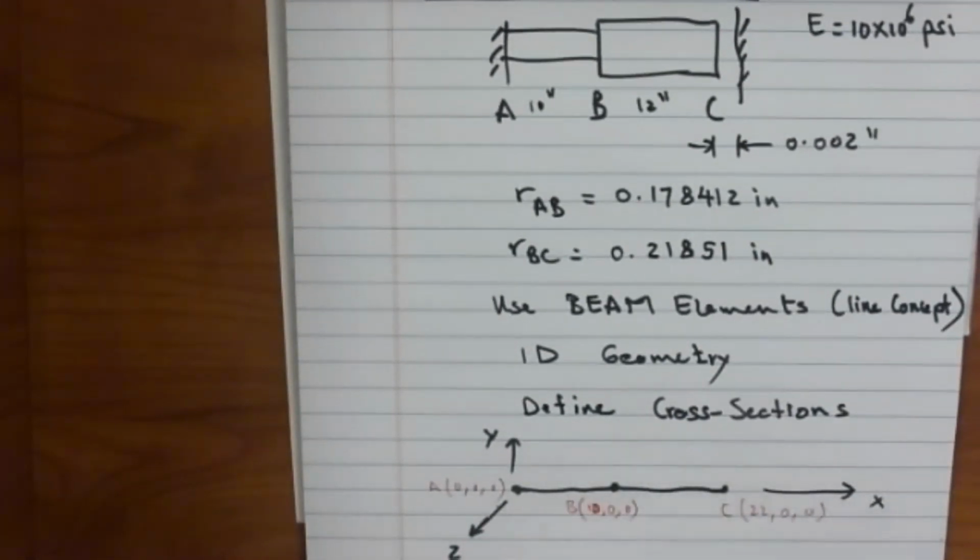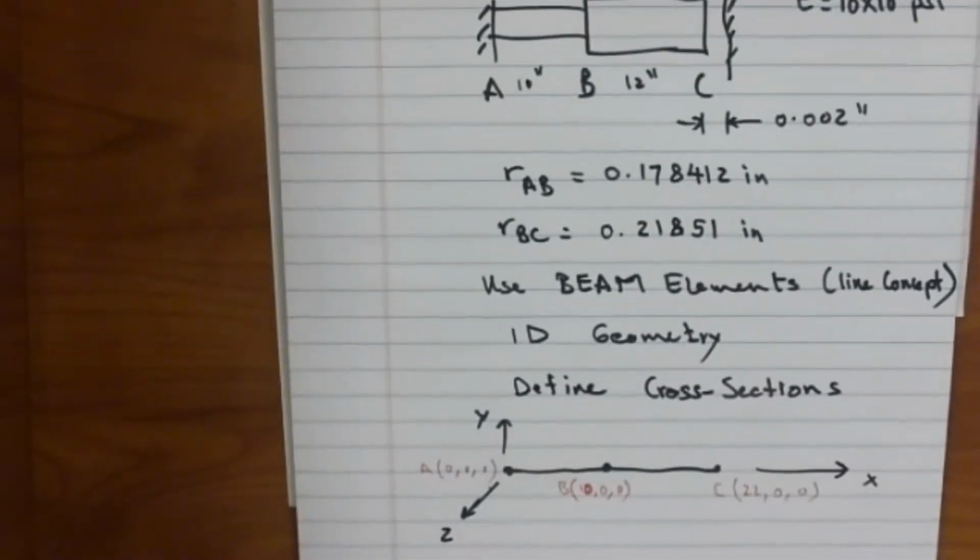And point C would be 10 plus 12, 22, 0, and 0. So this is the geometry part. So we can start here. I would like you all to launch with me ANSYS Workbench, and we're gonna take it one step at a time. I will start by Workbench, define my material properties. We're gonna go to the geometry, make sure not to double click, but right click to choose design modeler.